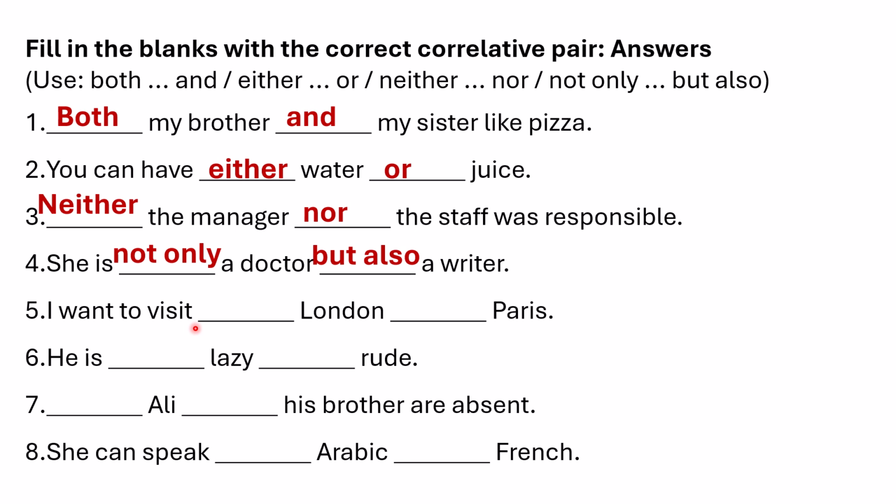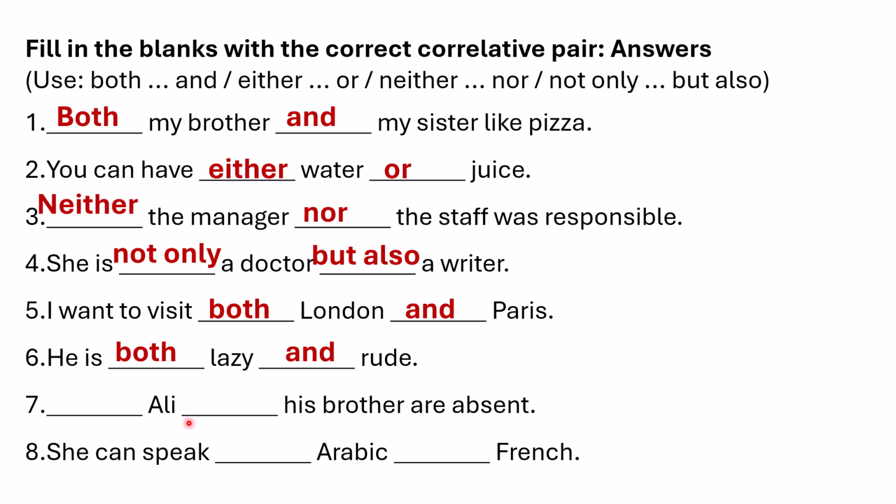I want to visit London. I want to visit Paris. So how can I write? I want to visit both London and Paris because both places I want to go. I want to visit London and I want to visit Paris. He is dash lazy, dash rude. So one person is lazy and also rude. So what we can write? He is both lazy and rude.